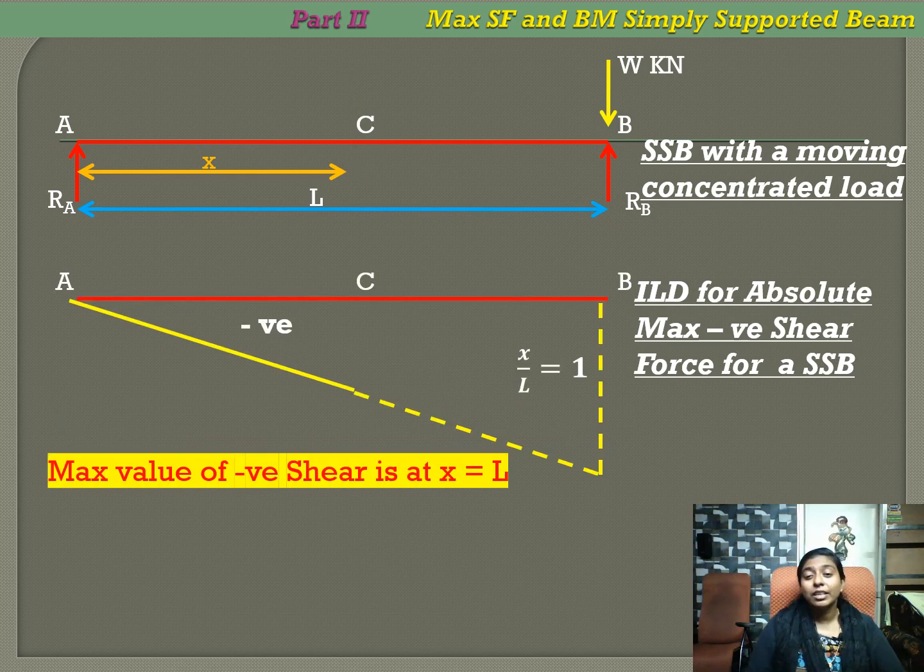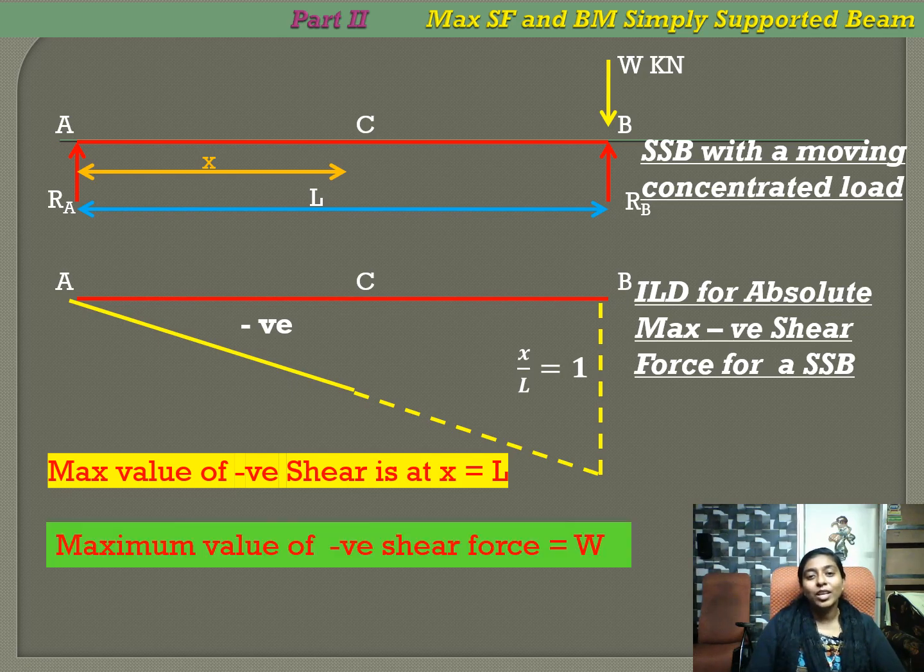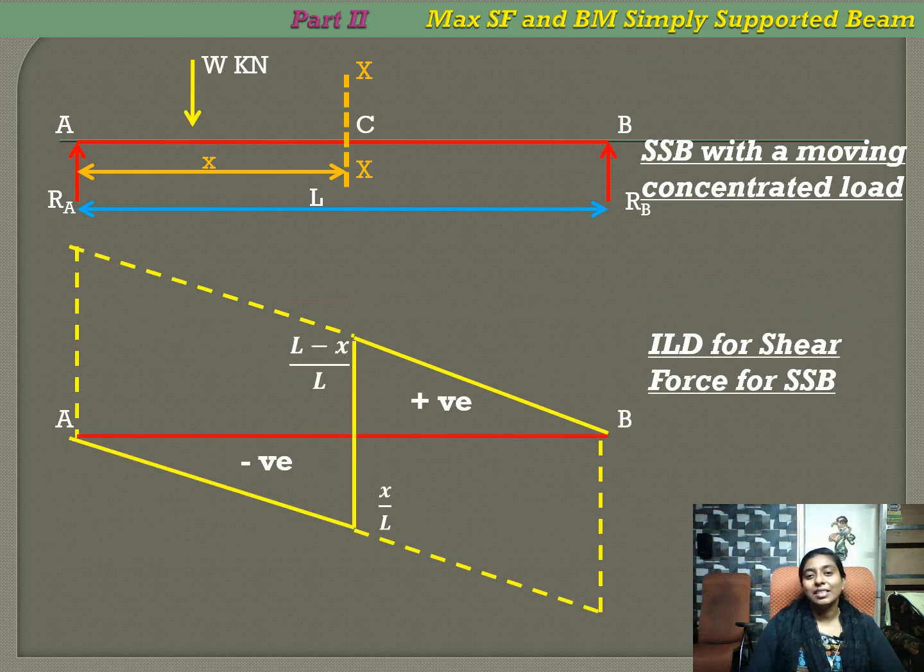So the maximum value of negative shear force occurs when x is equal to L, that is at B, and the value of the ordinate is equal to 1. So the maximum value of negative shear force is equal to W. So you can see both the positive and negative shear forces are shown in the same diagram. So when you move the section towards A, the negative shear force becomes 0. You will get the maximum positive ordinate.